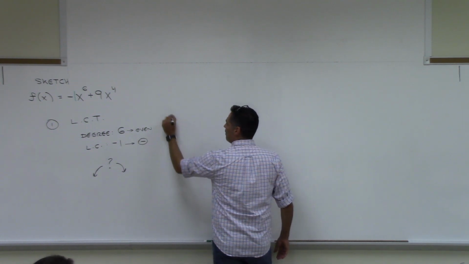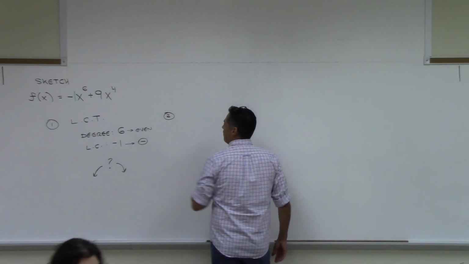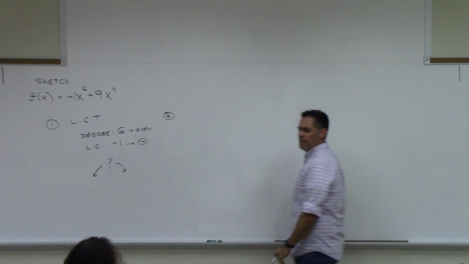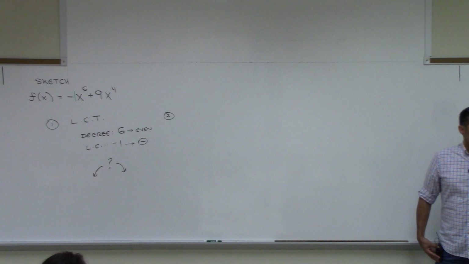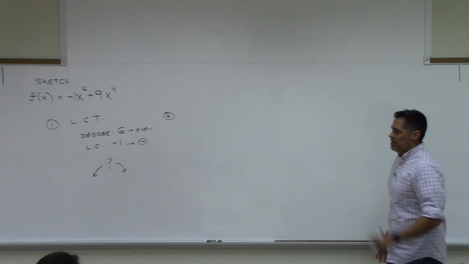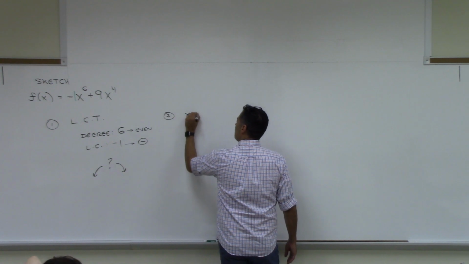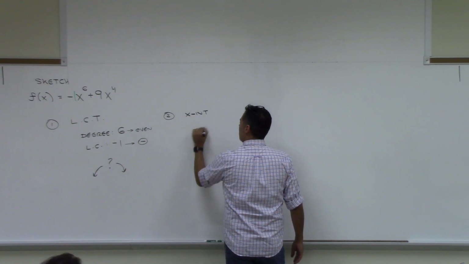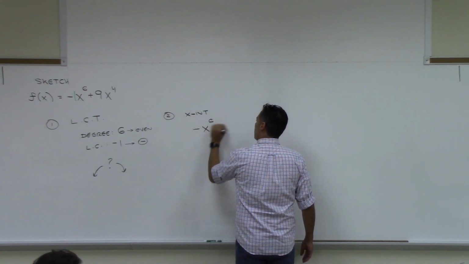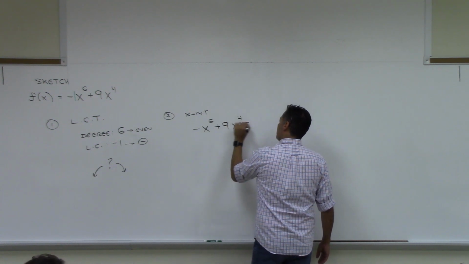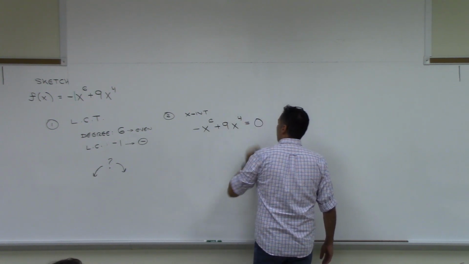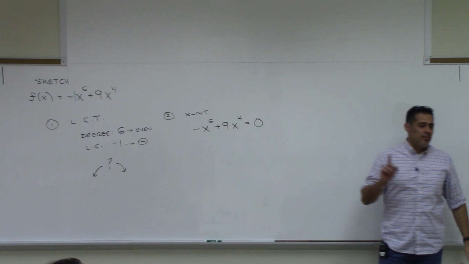That's the first step. Second step. What's the second step? X-intercepts. Set this thing equal to 0. So we set the function equal to 0. So we take negative x to the 6th plus 9x to the 4th, and we set that equal to 0. And now we attempt to factor the left-hand side.